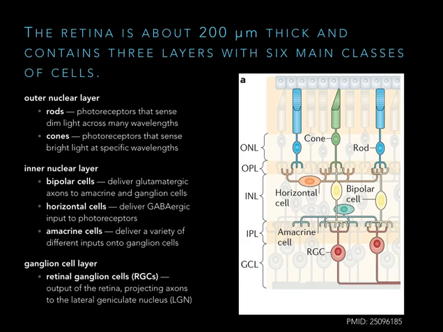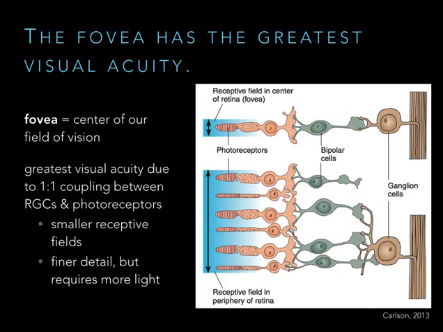Now the retina has this portion called the fovea. The fovea is the portion of the retina that receives input from the center of our visual field. So wherever you are looking right now, that is what's hitting your fovea. The center of your visual field is hitting your fovea. And the fovea is going to give us the greatest visual acuity.